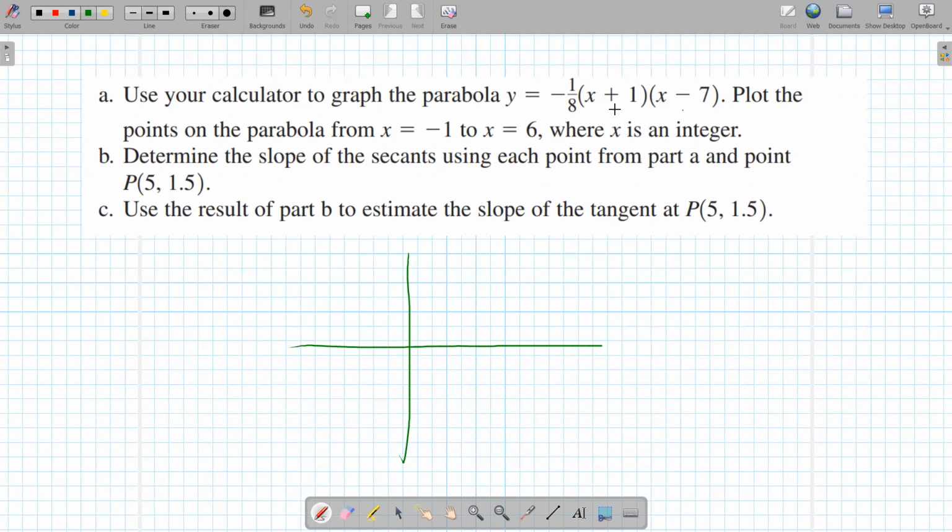What are the x-intercepts of this quadratic? It's in the factored form. How do you get the x-intercepts? -1 and 7. Yeah, -1 and +7. We can also quickly find the y-intercept by plugging x as 0. So -1 divided by 8 times 1 times -7. The y-intercept is 7/8, which is like 0.9-ish. Is it opening up or down?